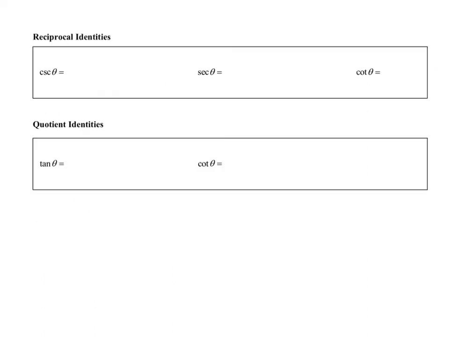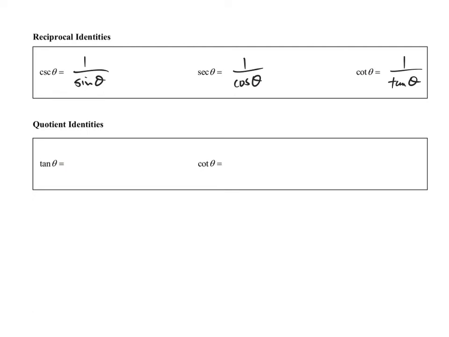Okay, so before we go any further, we're going to write down the first 5 fundamental identities that we've already sort of looked at. And so the first 3 are called the reciprocal identities. Cosecant theta is equal to the reciprocal of sine theta, so that would just be 1 over sine theta. Secant theta is going to be the reciprocal of cosine, so this would just be 1 over cosine theta. And cotangent theta is going to be the reciprocal of tangent theta, which is 1 over tangent theta.